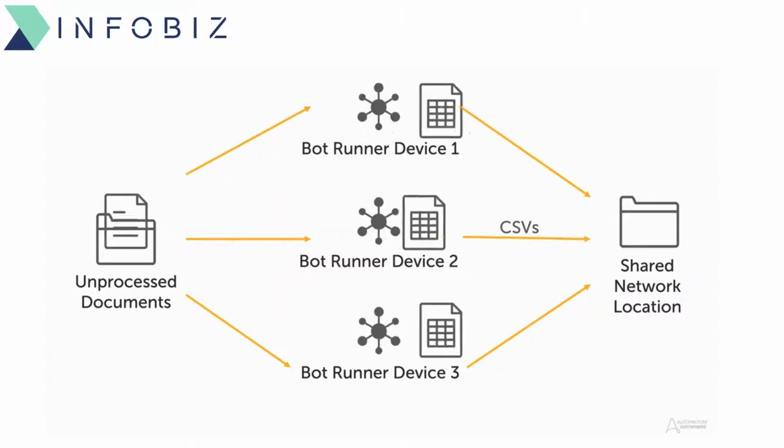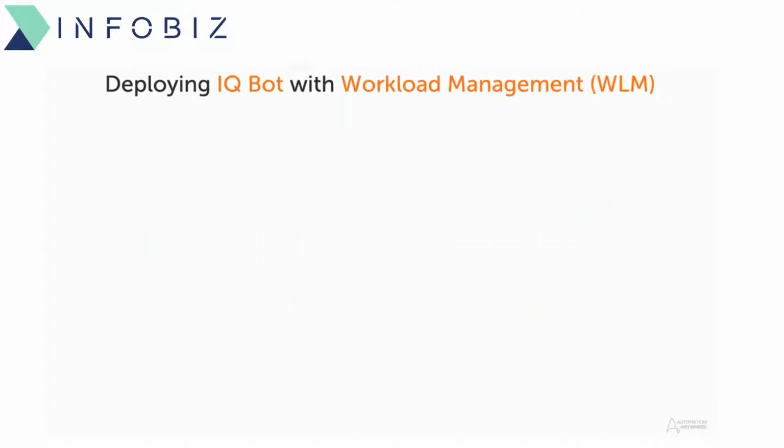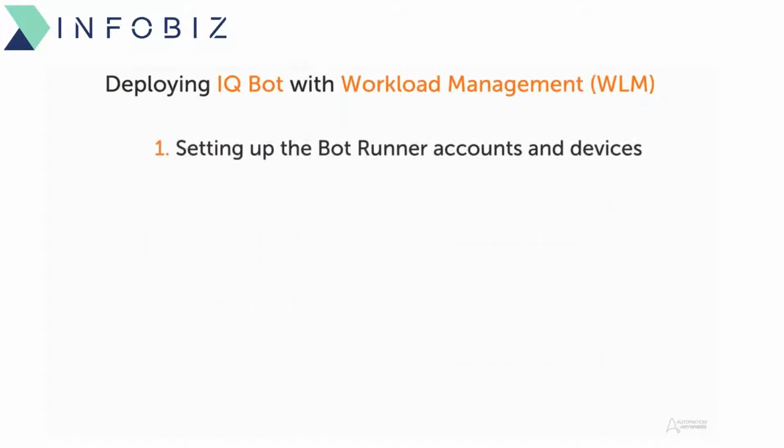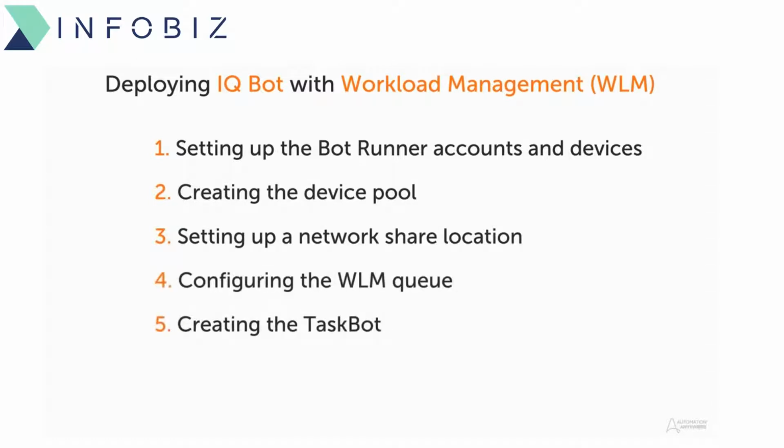This video will walk through how to set up IQBot extraction to send documents across a pool of bot runners and aggregate the extraction results in one location. The process consists of 6 major steps: setting up the bot runner accounts and devices, creating the device pool, setting up the network share location, configuring the workload management queue, creating the TaskBot, and uploading work items to the workload management queue.